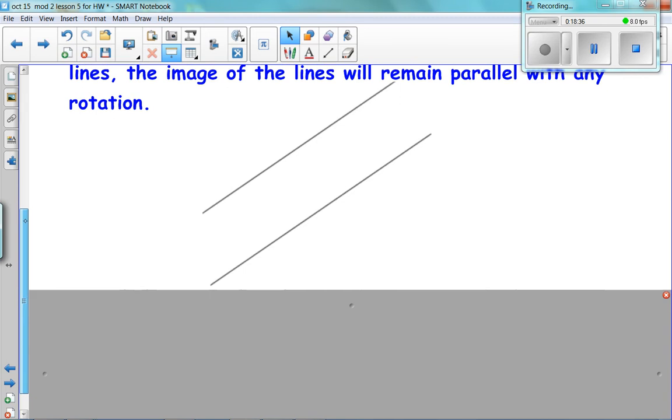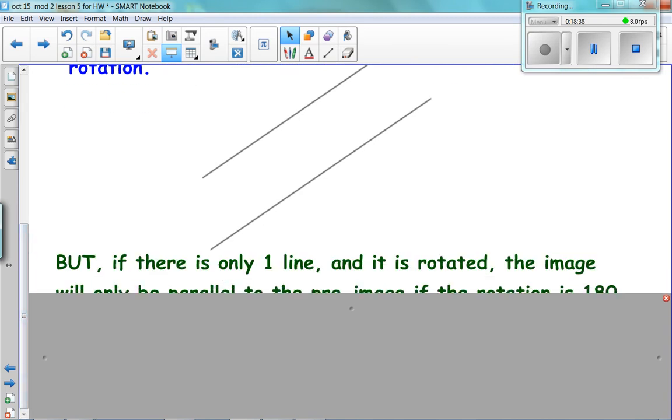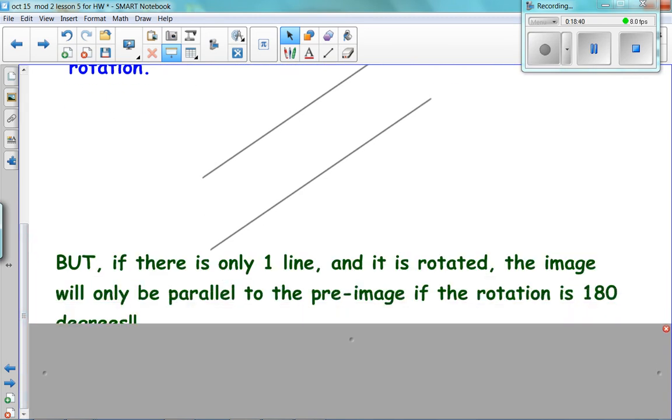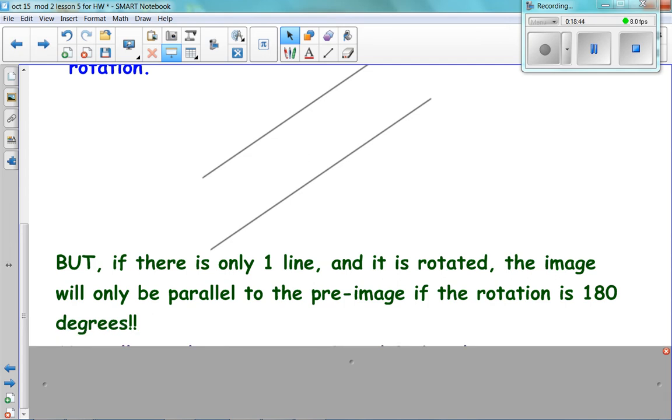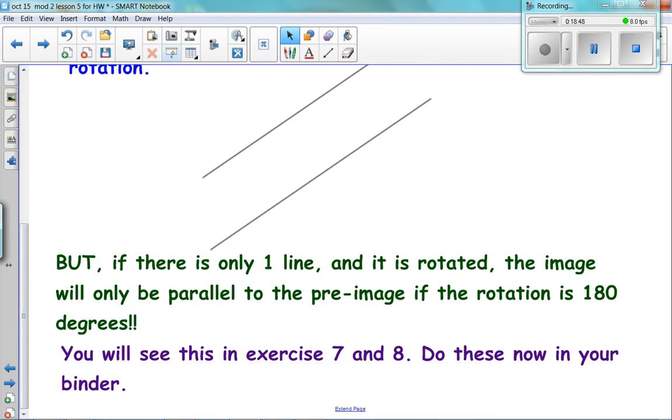Okay? There is something unique. If there's only one line and it is rotated, the image will only be parallel to the pre-image if the rotation is 180 degrees. You'll see this in exercises 7 and 8. So you can do those now in your binder.